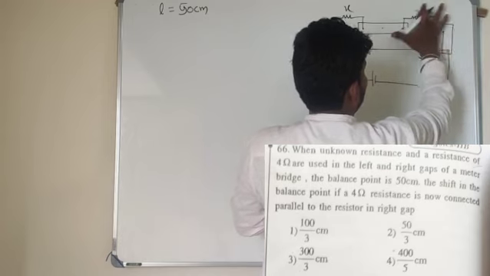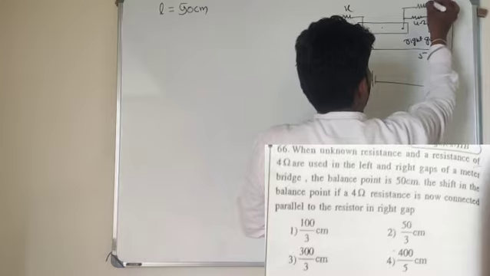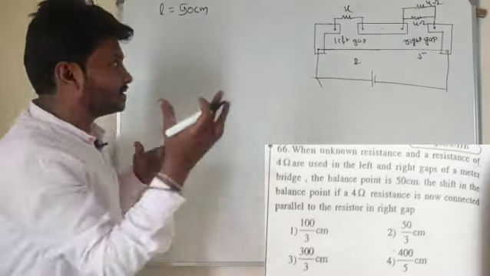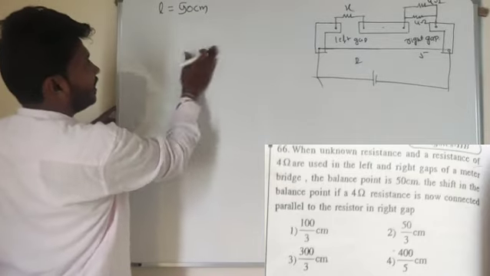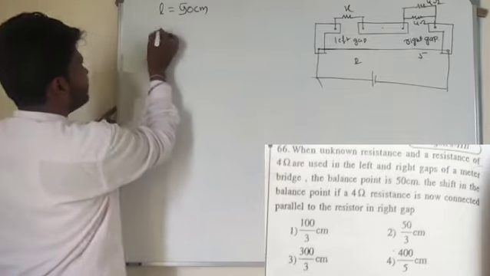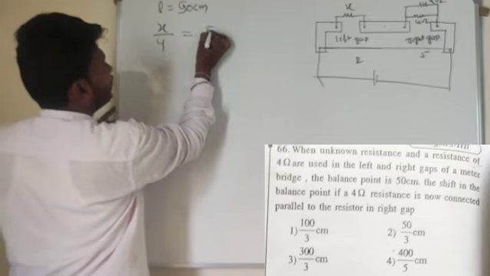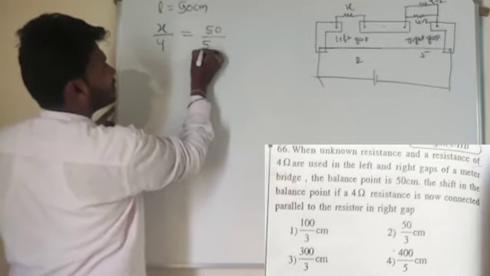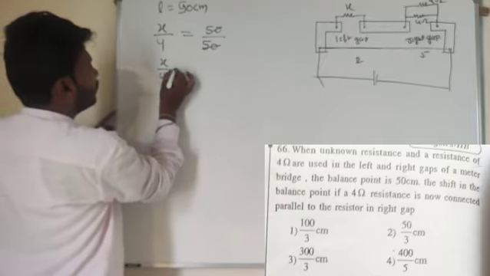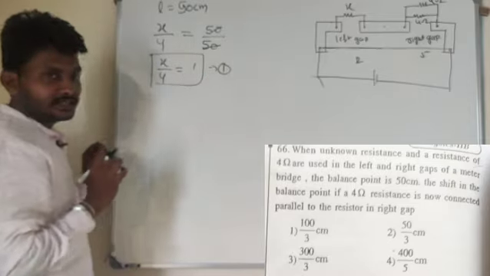This is the right gap, right? Here already 4 ohm I connected. Again one more resistance I will take. That value is also 4 ohm. Then what about the change in balancing point? In the initial case I will take P by Q is equal to R by X. So P means left side is X here, divided by right side 4. 50 divided by 100 minus L means that is also 50. So X by 4 is equal to 1 here. Okay, in that first case I can take it here.